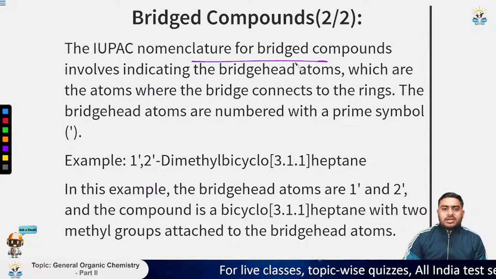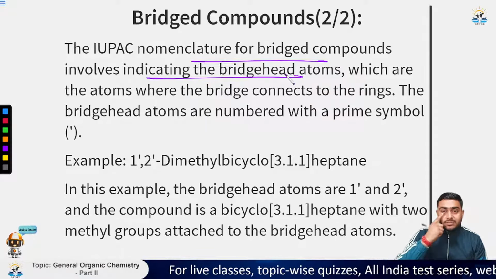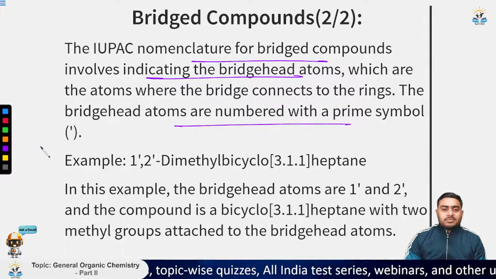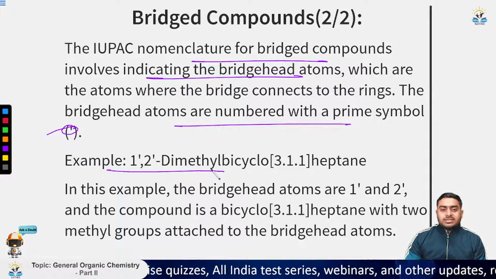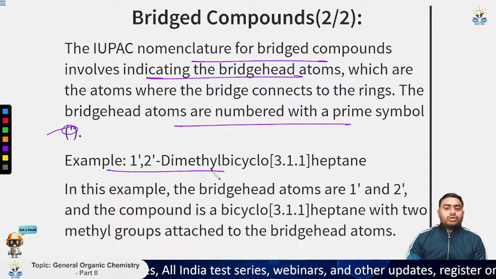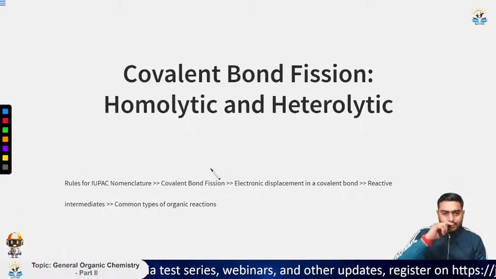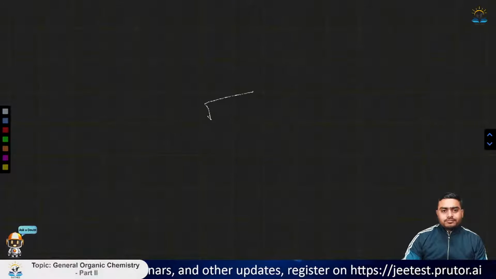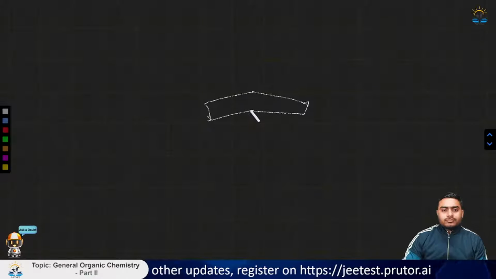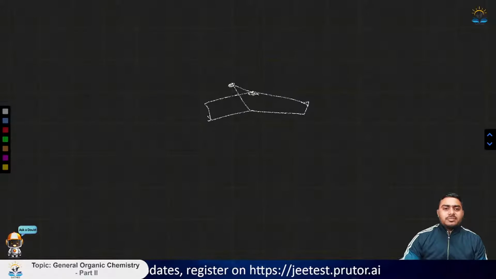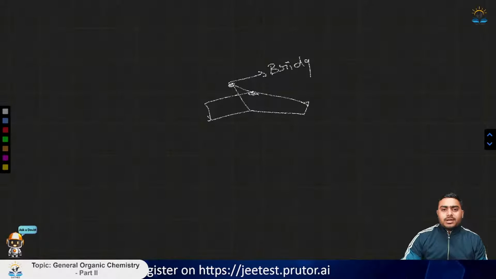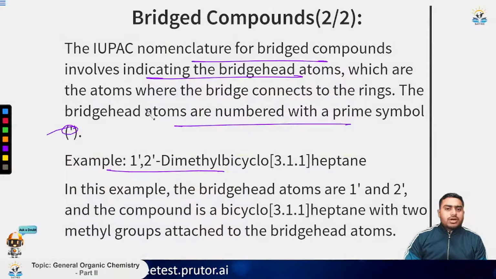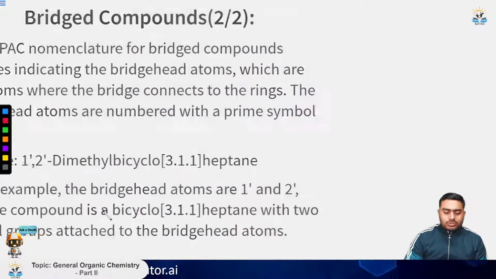IUPAC nomenclature for bridged compounds involves indicating the bridgehead atoms, which are the atoms where the bridge connects to the rings. The bridgehead atoms are numbered with a prime symbol, like this: 1', 2'-dimethylbicyclo[3.1.1]heptane. Like this you can write it. This is the bridgehead carbon, this is the bridgehead carbon, this is the bridgehead carbon. I hope this is clear. Let's move to the next.